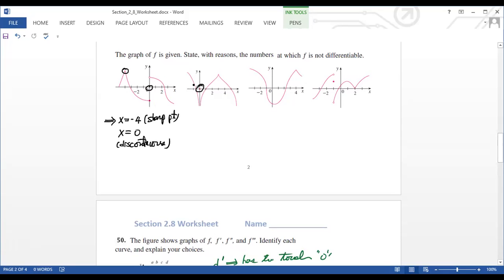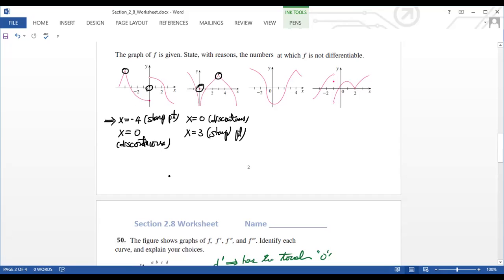Okay, so now let's take a look at the second one here. This one is not continuous, right? So x equal to 0 is not differentiable, it's discontinuous. Any other ones here? Got a sharp point here. So x equal to 3 is not differentiable. This is a sharp point, right? So all the others look good.